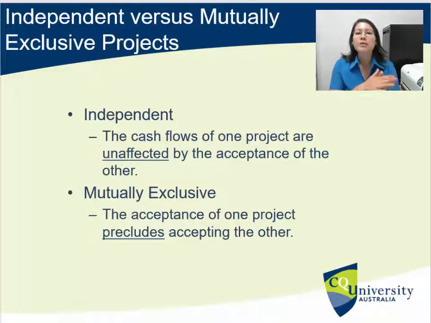We have what we call independent or mutually exclusive projects. If projects are independent, that means we can basically choose all of them, whichever ones we want. For each independent project, as long as it's going to be a good investment, we could accept it. Mutually exclusive projects are the opposite. It means if we accept this project, then we can't accept the other. The acceptance of one project precludes accepting the other.